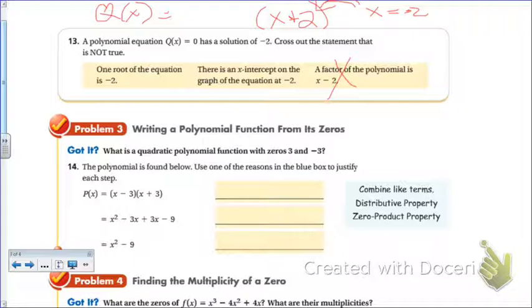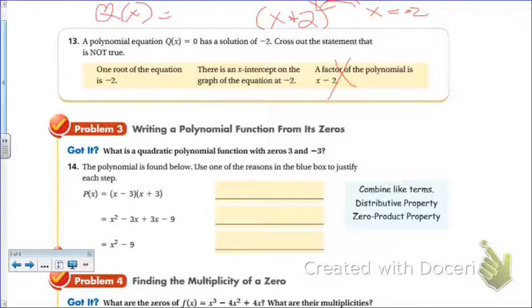Problem number 3, writing a polynomial function from its zeros. So how do we go about that? It says, what is a quadratic polynomial function with zeros 3 and negative 3? They kind of went through it already, and they just want to know what kind of things we did to do this problem. The polynomial is found below. Use one of the reasons in the blue box to justify each step.